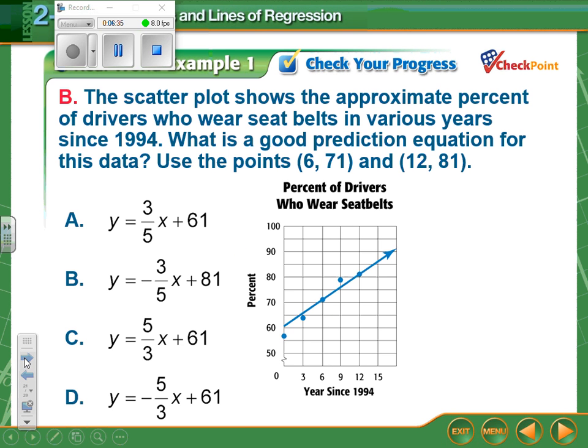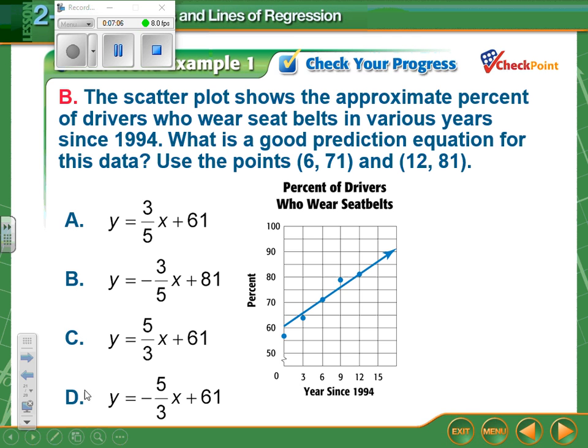But when we look at the equation of that line, how can we create the equation for this line? We can use 2 of the points that are actually on that line, the (6, 71) and the (12, 81). We use those points to come up with the slope. Use the slope formula again. 81 minus 71 over 12 minus 6. Simplify that to come up with the slope.